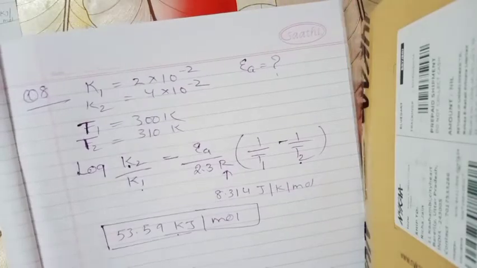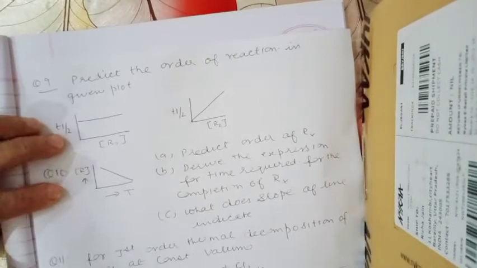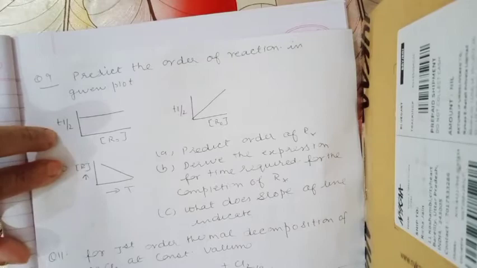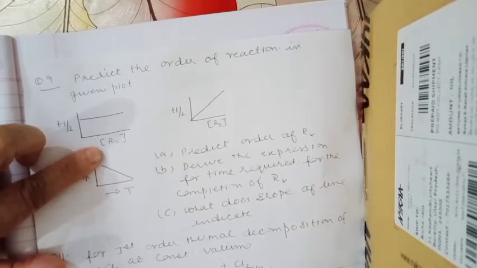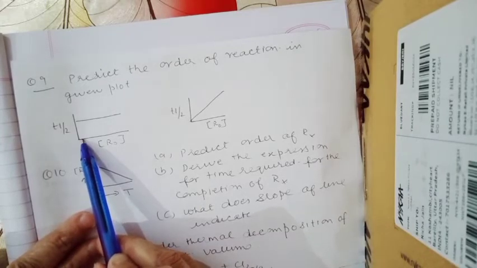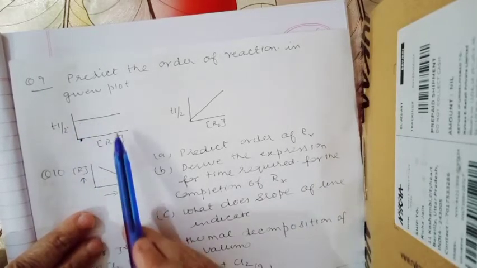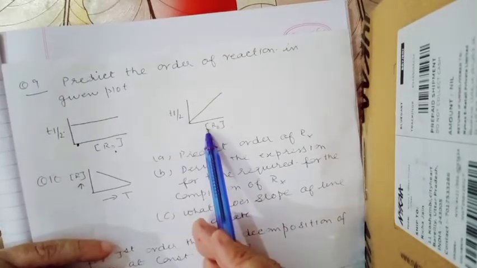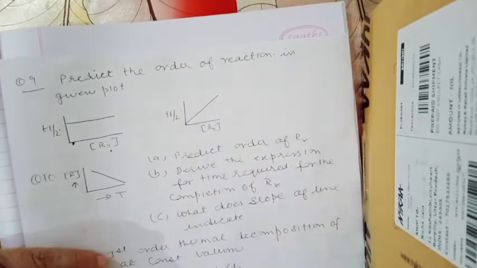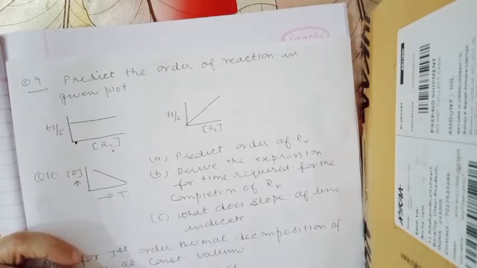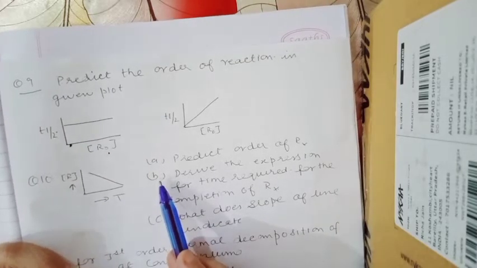Now question number 9. Question number 9 is a graph. आपको बताना है कि इस ग्राफ को देख के कि इनका ऑर्डर क्या है. Here the graph is between t half and a naught, the initial concentration. So first graph is for first order reaction. For first order reaction, t half is independent of initial concentration. And second graph is between t half and a naught. Here it is having positive slope, so it is of zero order reaction. Second part.